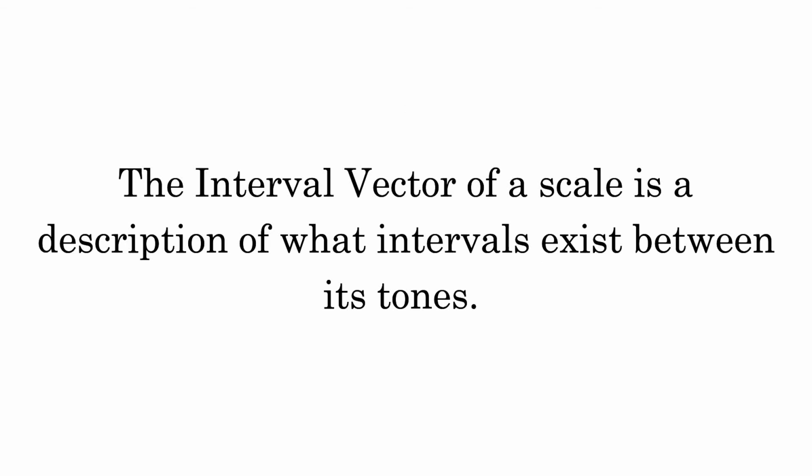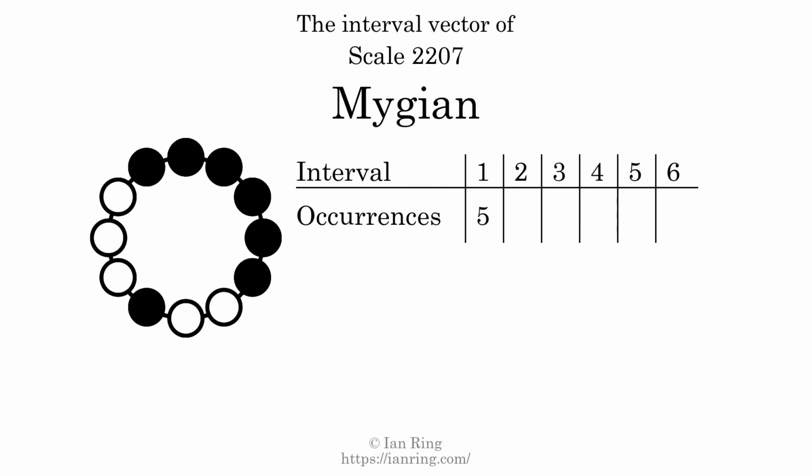The interval vector of a scale is a description of what intervals exist between its tones. There are 5 intervals with the size of 1 semitone. They are here, here, here, here, and here. There are 4 intervals with the size of 2 semitones. They are here, here, here, and here. There are 4 intervals with the size of 3 semitones. They are here, here, here, and here.